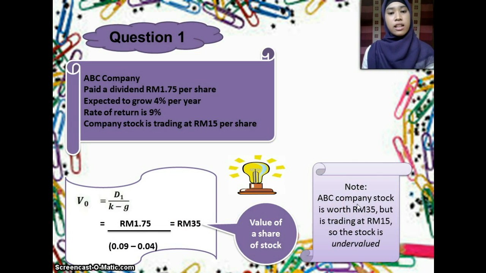According to the model, ABC company stock is worth RM 35 but is trading at RM 15 per share. So the stock is undervalued.